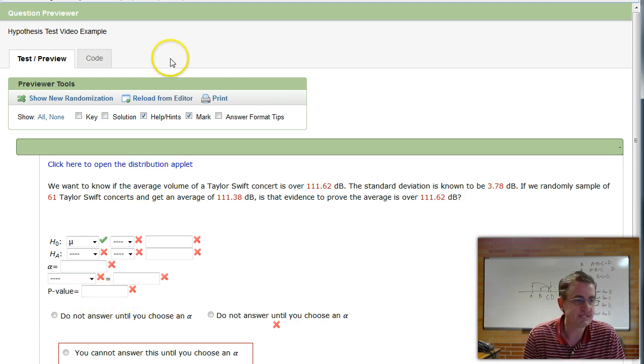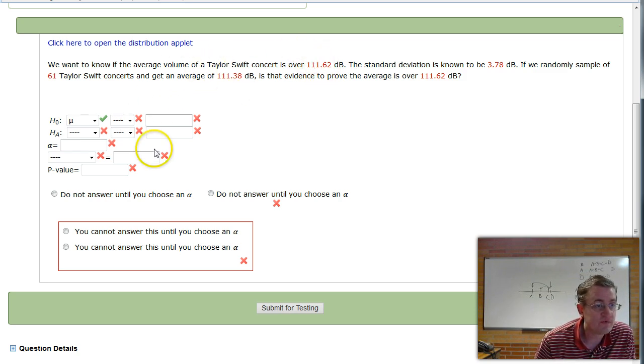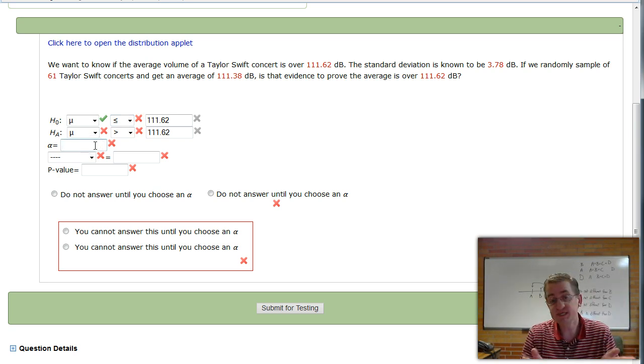It gives me the red X for the same reason that it tells me all this preview stuff, because my version looks different. I'm the teacher. So I'm going to want over 111.62. And this is going to be mu, because that one's over. This one's got to be less than or equal, 111.62. Alpha, you can pick whatever alpha you want in this case because it doesn't tell you. Most people pick 0.05. If you go too small or too big, the computer's going to say, that's not reasonable. Please redo it. So, Thomas, give me an alpha. 0.04. Thomas says 0.04. Okay, sounds great.